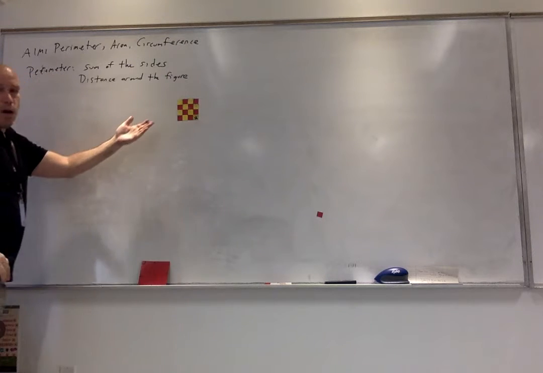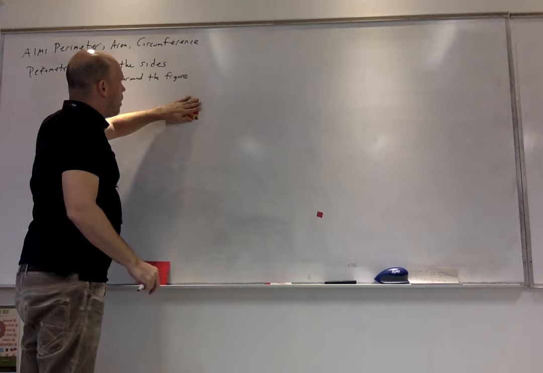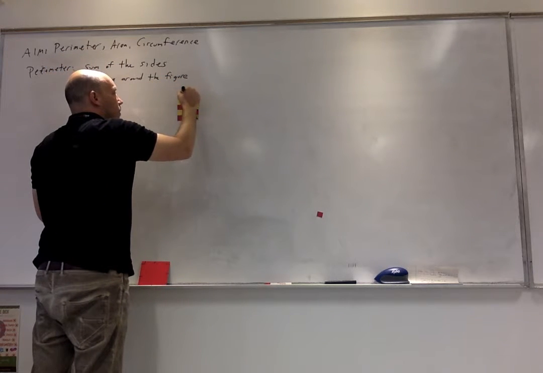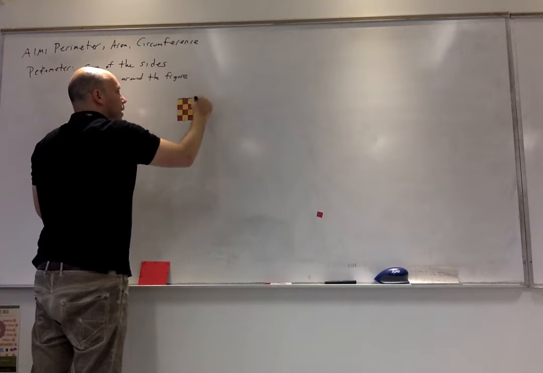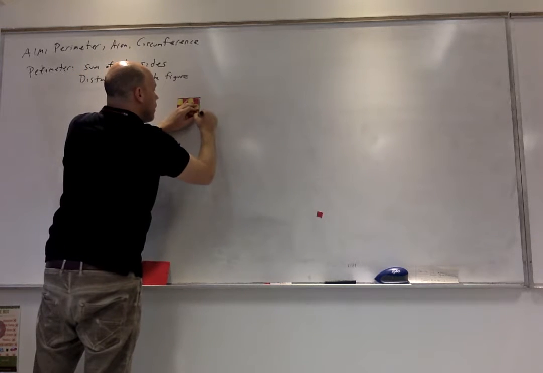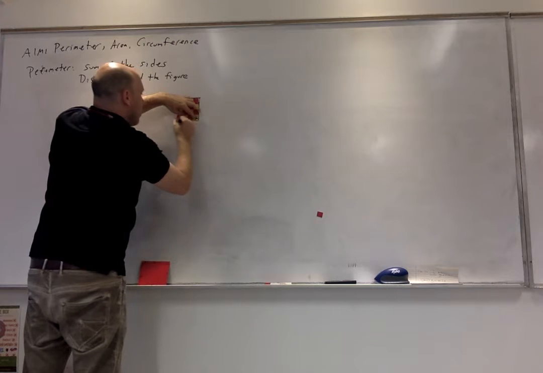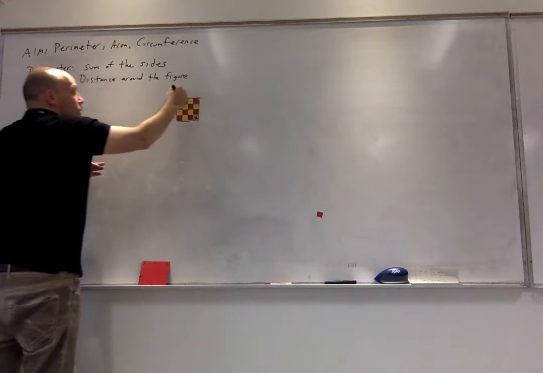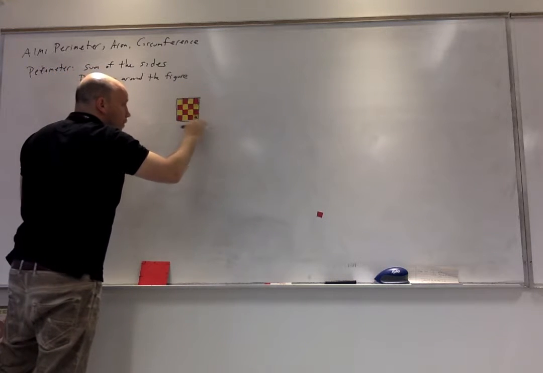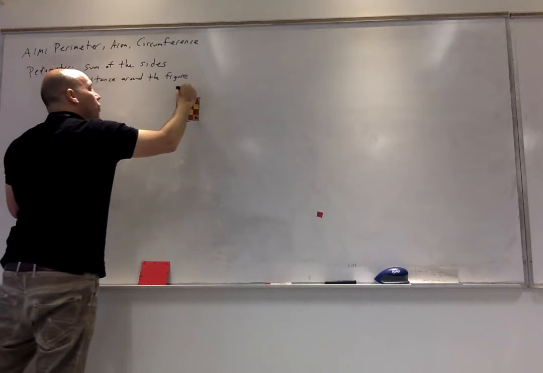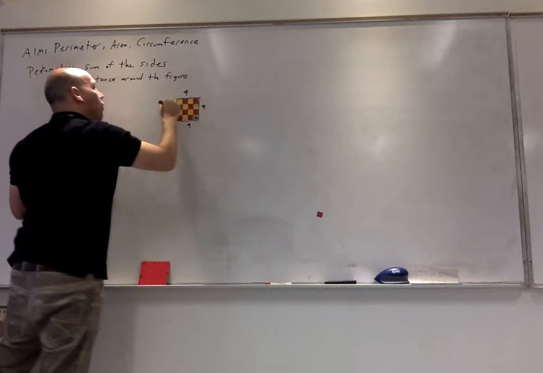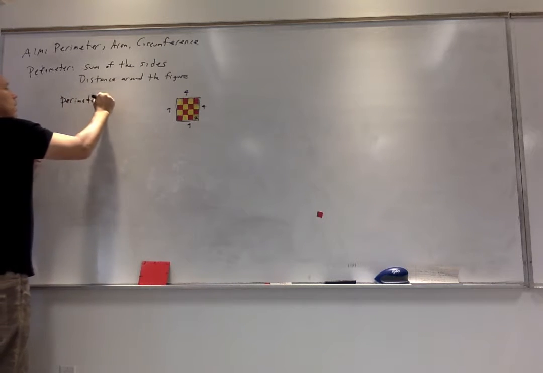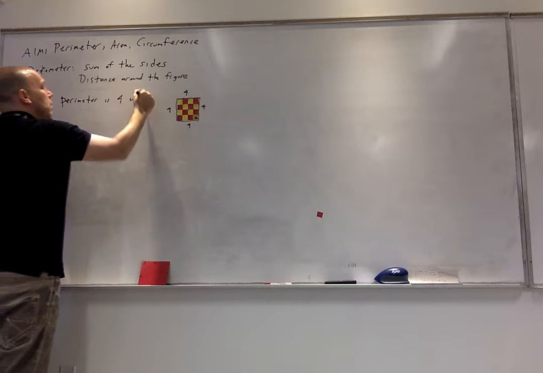And so we have this figure. I'm going to leave it here because I don't want to talk about area. The question is, what is the perimeter? So we walk around and go, it's 4, 4, 4, 4. So we say that the perimeter is 16 units.